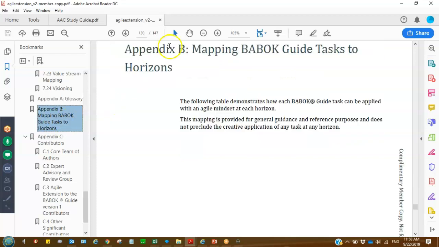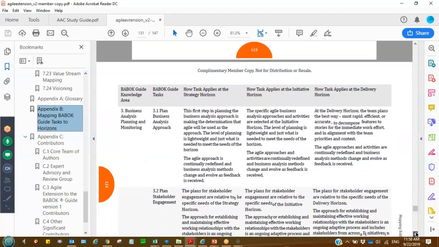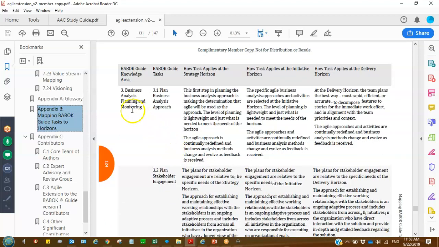But basically, one of the things in the Agile extension that we'll look at a little bit more at the delivery horizon is that it takes the BABOK knowledge areas and the tasks in the knowledge areas, and it aligns those with the various horizons. It just tells you this is worth taking a look at. There may be a little bit of this on the exam. I would not agonize so much about this.